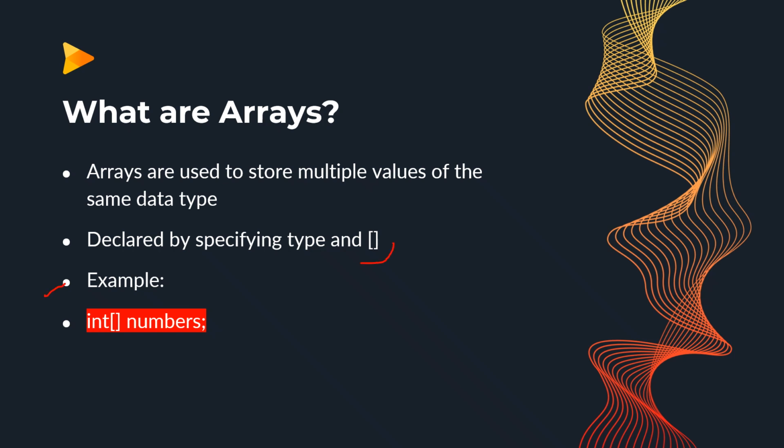Now this is an example of an array. We are creating one array whose name is numbers, and we are storing values of type integer. We are storing integer type variables in this array, and this is the square bracket which is used to declare the array.